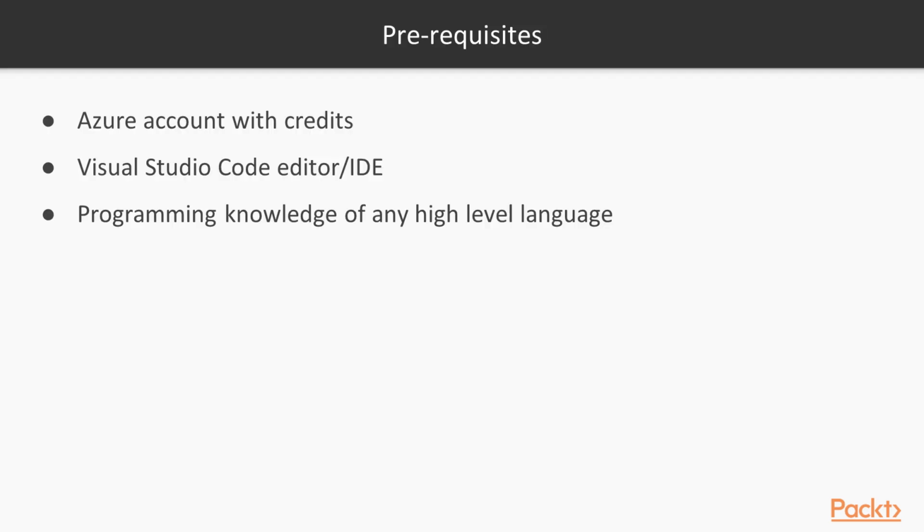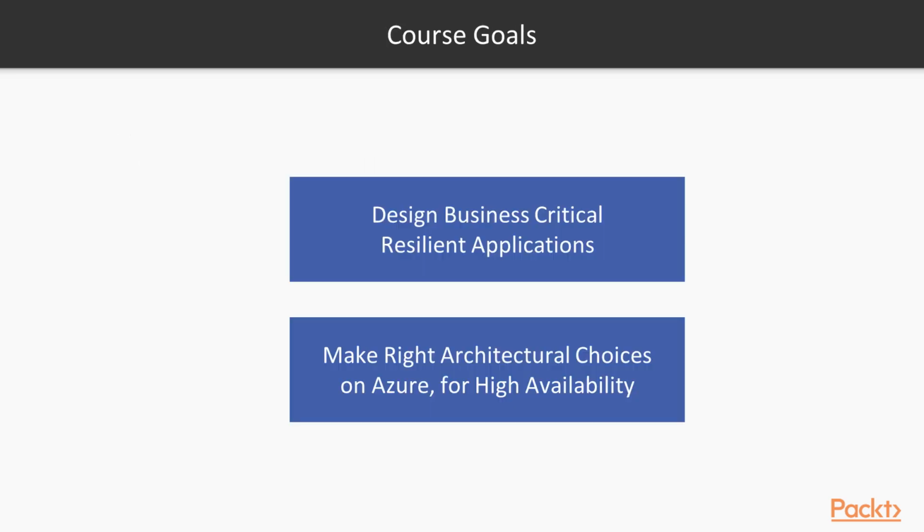So what do you need to get started with this program? You need an Azure account with credits. You also need a code editor like Visual Studio Code or an integrated development environment like Visual Studio 2017 or above. Programming knowledge of any high-level language will be very helpful. After this course, you can design business-critical, resilient applications. You can also make right architectural choices on Azure for high availability.